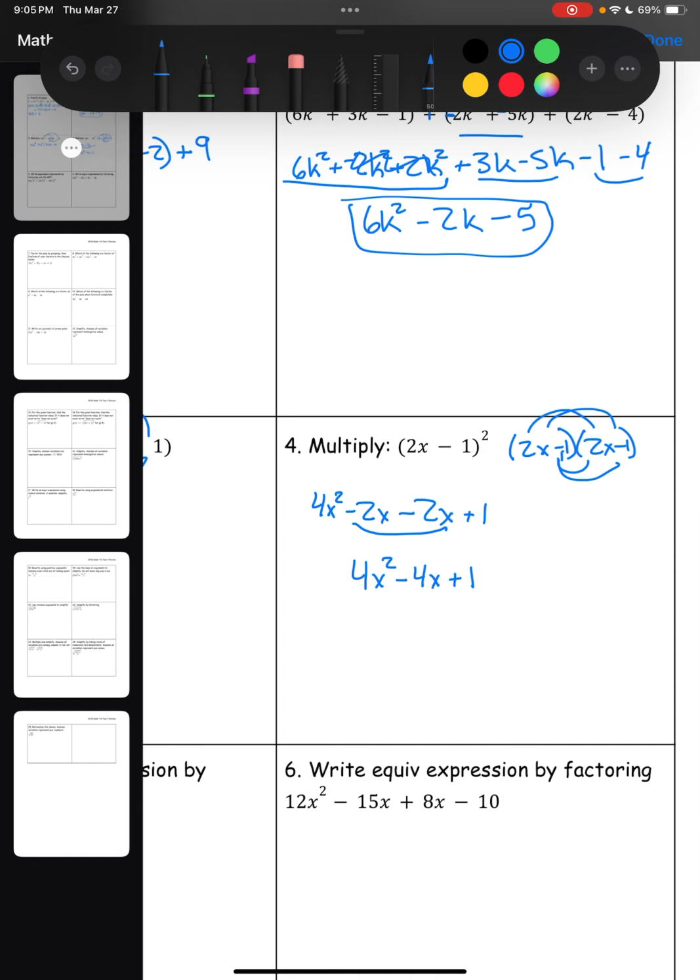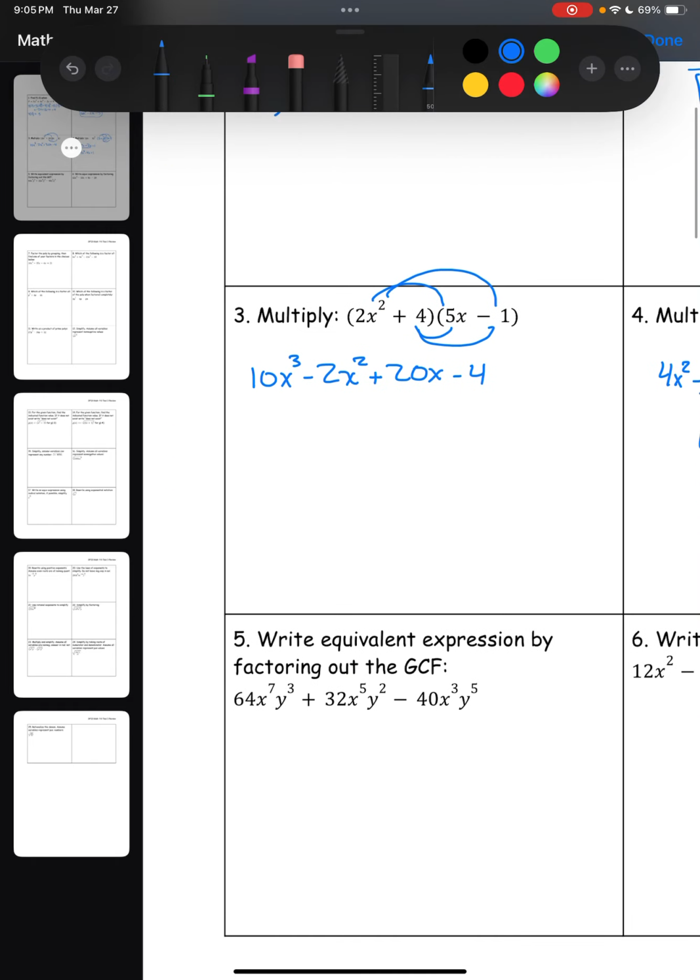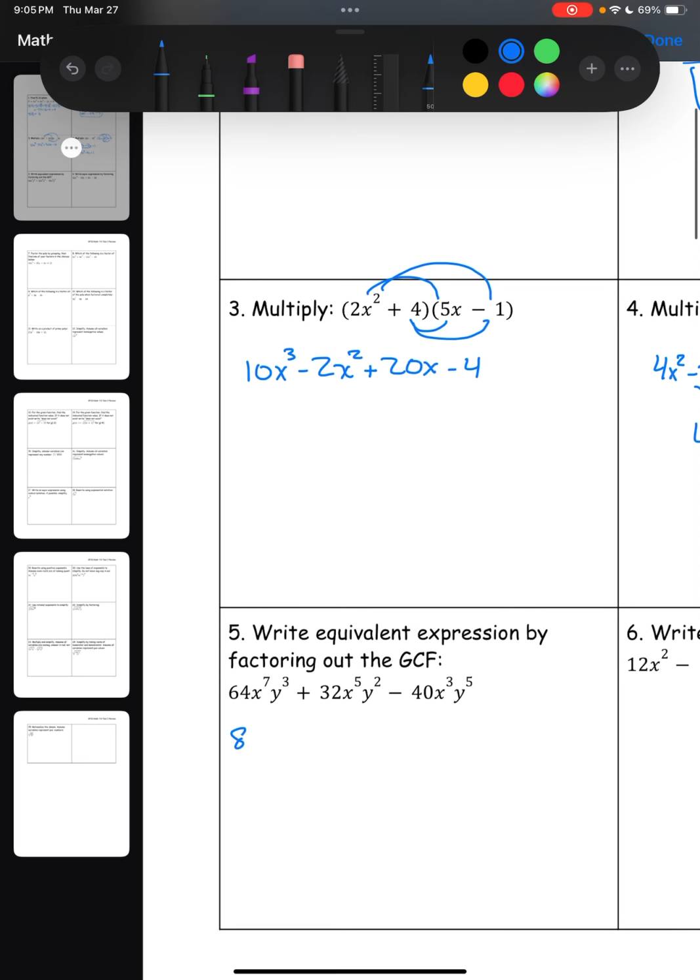Now, number 5. Number 5 is kind of wanting you to get out what they all have in common. So you're going to see in number 5, what they have in common is the biggest number. So let's first focus on the digits. We have 64, 32, and 40. Well, I believe we can take out an 8 from all of those. What's another thing we can take out?